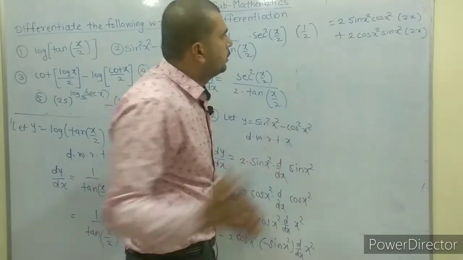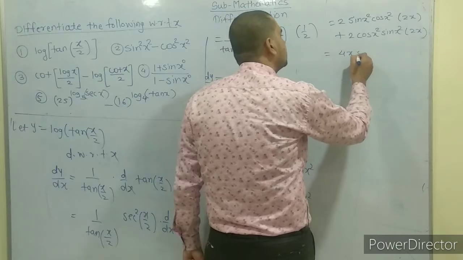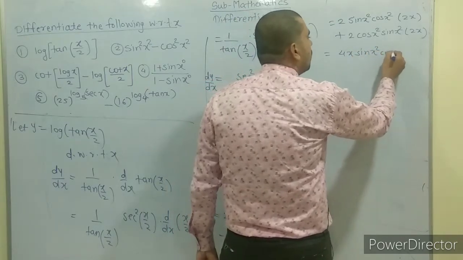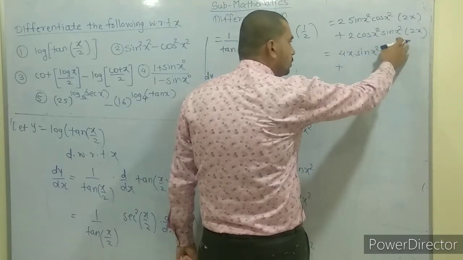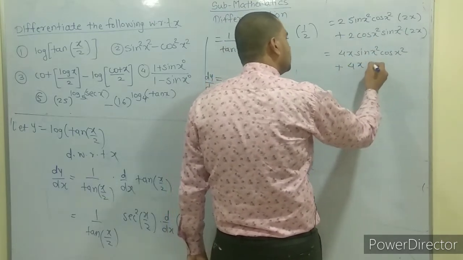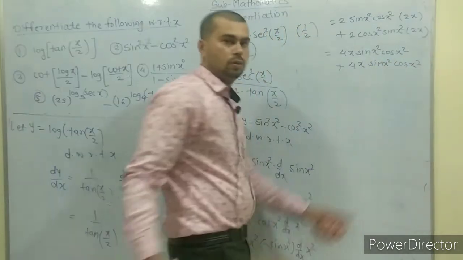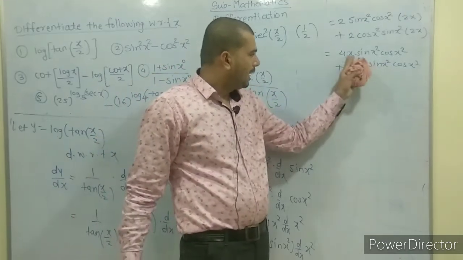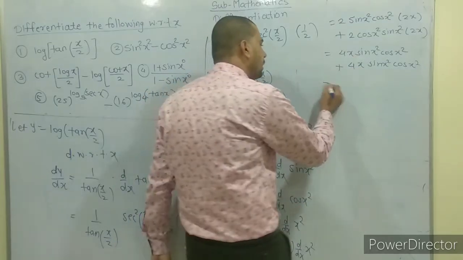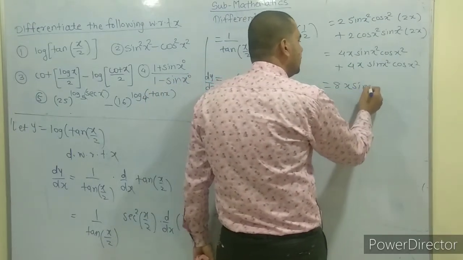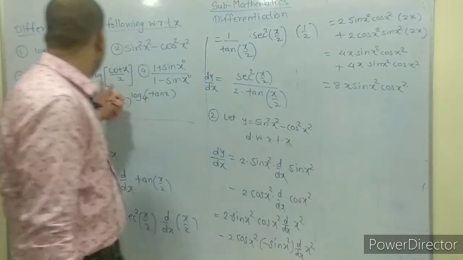Then what do we get? This 2 into 2 is 4x sin x square cos x square, plus this 2 into this 2 is 4x again sin x square cos x square. These two are like terms, so we add this 4x and this 4x, and we get 8x sin x square cos x square. This is the derivative of this function.